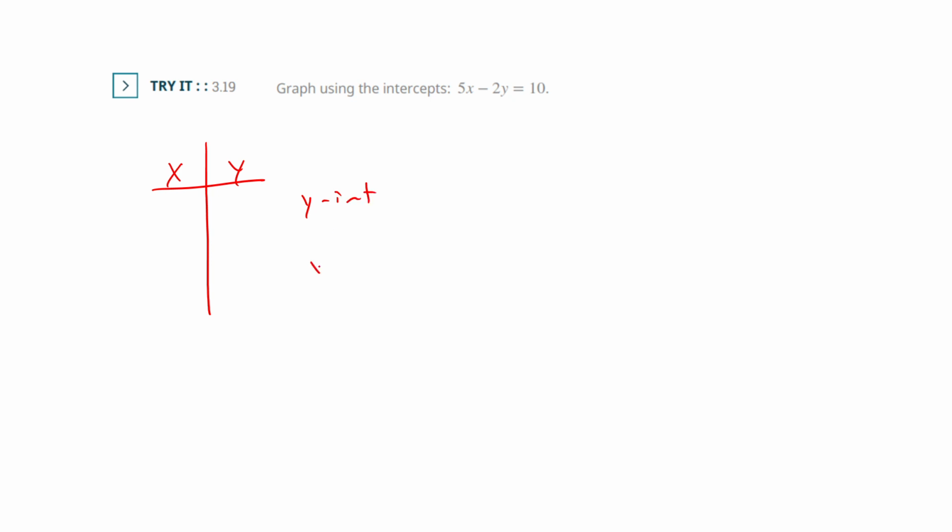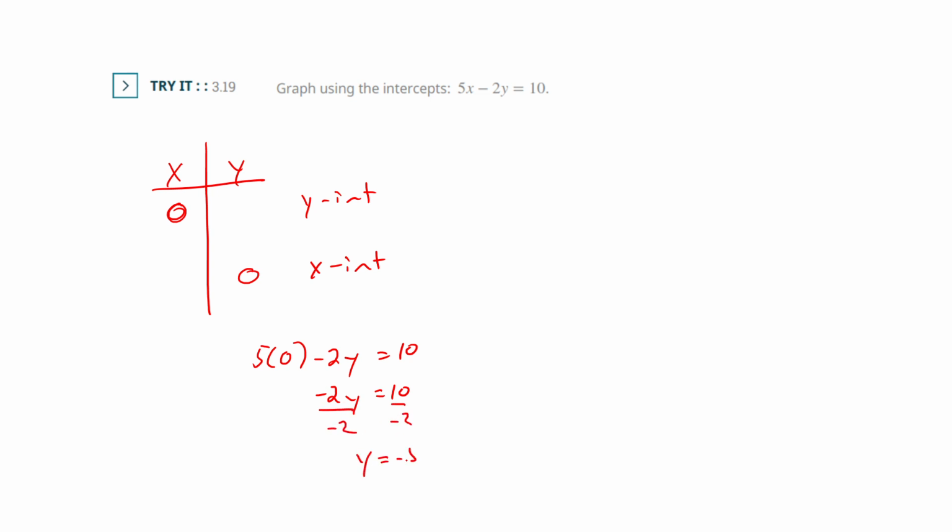Oh, I switched it here, I think. I was going the other way around, but it doesn't matter. The y-intercept happens when x is 0. The x-intercept happens when y is 0. So we'll plug those in and then we'll graph. So I'm 5 times 0 minus 2y equals 10. Get negative 2y is 10.